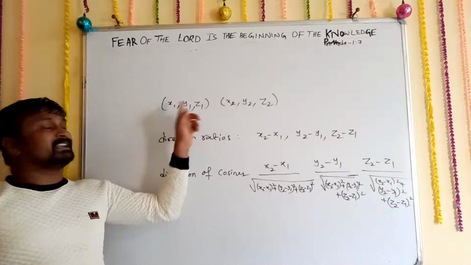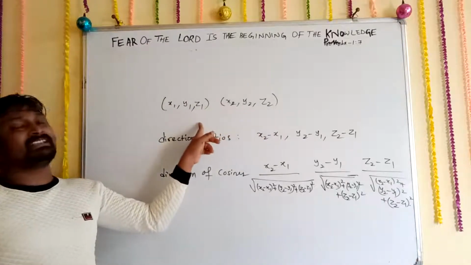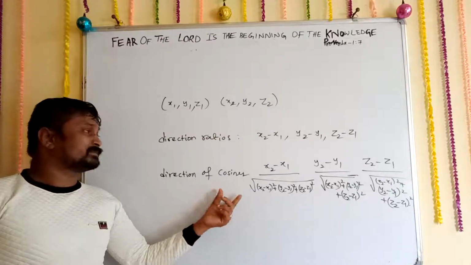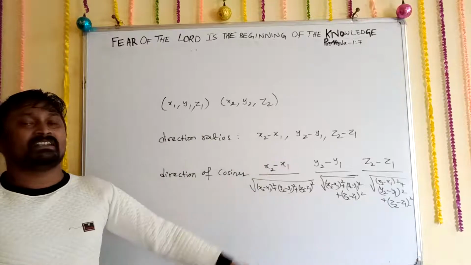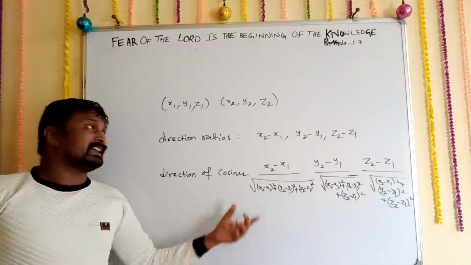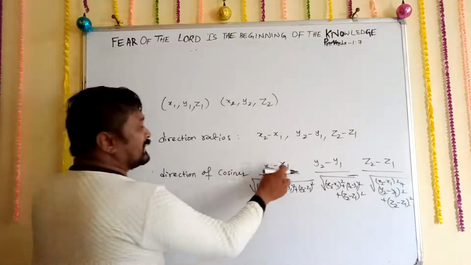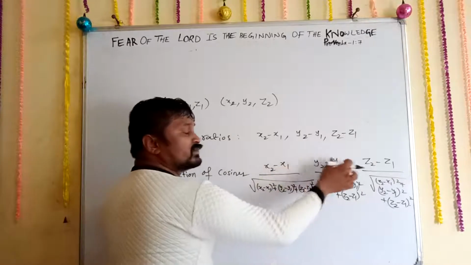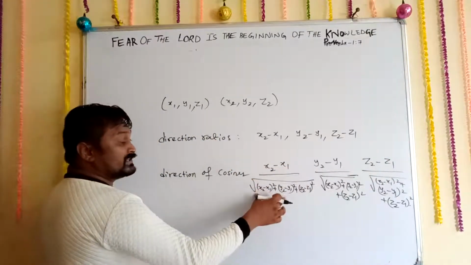You just need to subtract: x2 minus x1, y2 minus y1, z2 minus z1. Then for direction cosines, you don't write the terms cos alpha, cos beta, cos gamma, because the angles are not given. If only the points are given, then what is the formula? The direction ratios x2 minus x1 and so on, you will write upon the distance.